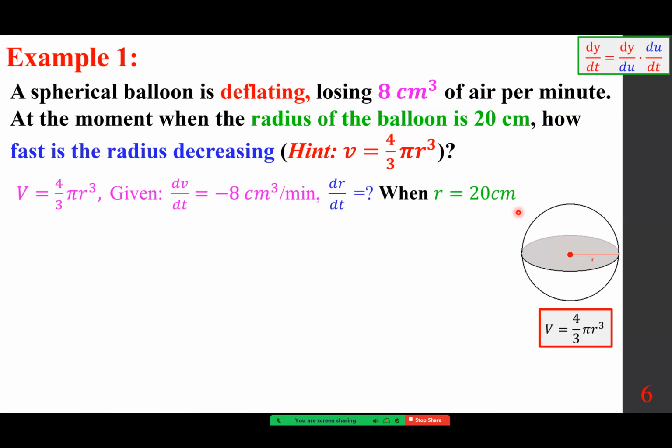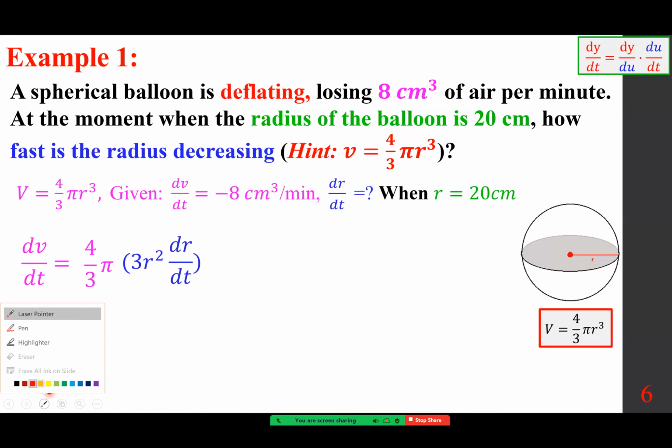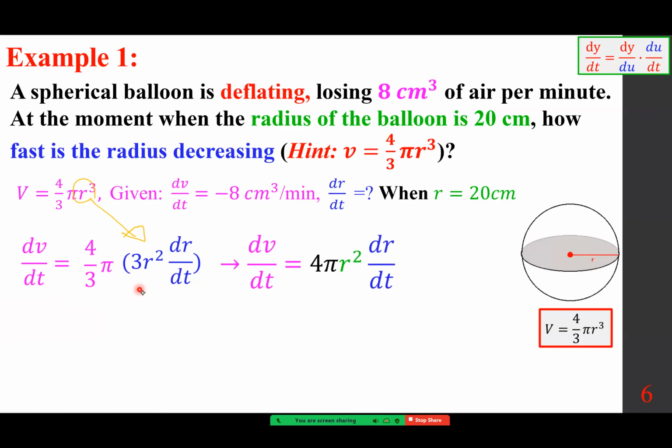So we want to differentiate this. We want dV/dt. Now remember, 4/3 pi is just a number. So 4/3 pi times what? Now r cubed will give us 3r squared dr/dt. Believe it or not, this is the only calculus part. These two cancel each other. We get 4 pi r squared dr/dt.